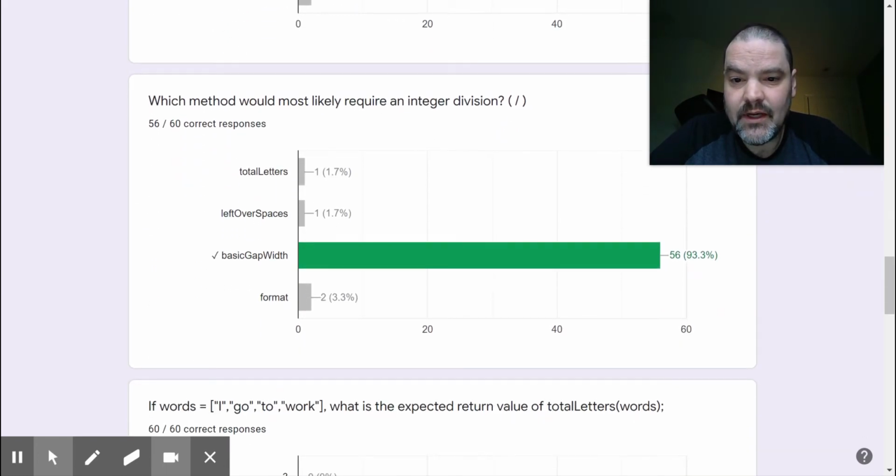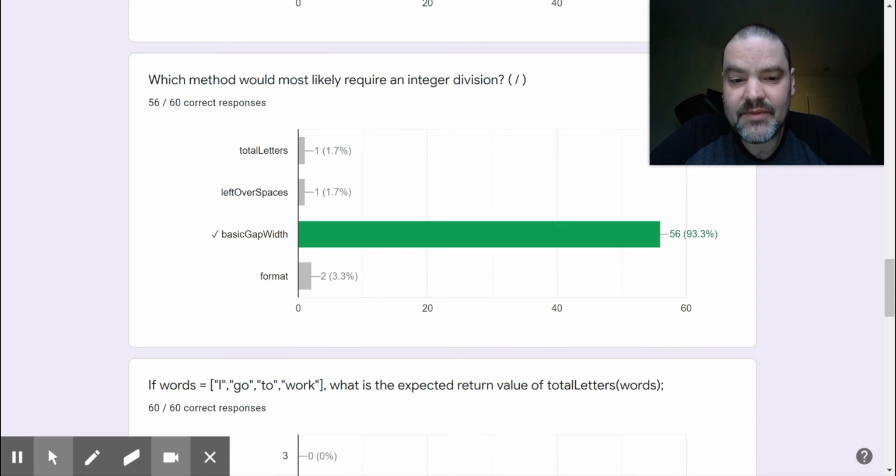What else? The reason that the basic gap width would need a division is because you take the total number of letters, subtract that from the overall length. That gives you how many spaces you need, and then you divide by how many gaps there are between words. And the reason I call it basic is because it's not always going to go out evenly. That's where the sort of mod comes in.